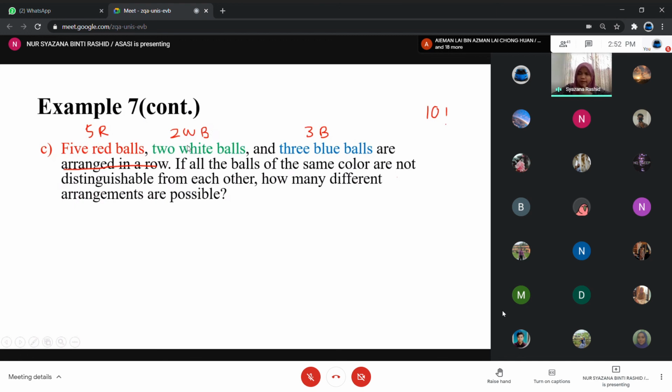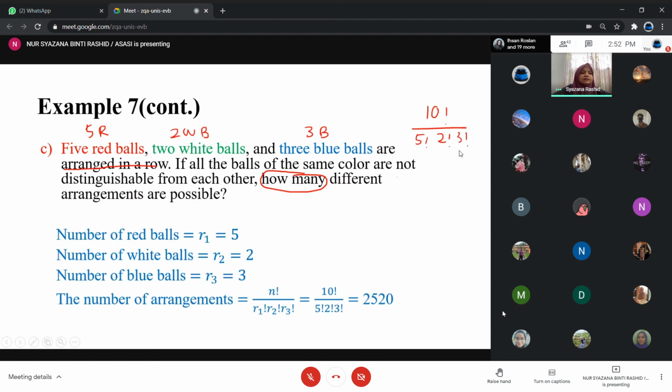Sama juga dengan white and blue. Okay, so sama kategori lah. How many different arrangement are possible? How many? So kena bagi nombor. Berapa banyak cara. So because of they are identical, okay, you akan divide by 5 factorial, 2 factorial, 3 factorial. So the answer is 2520 again.